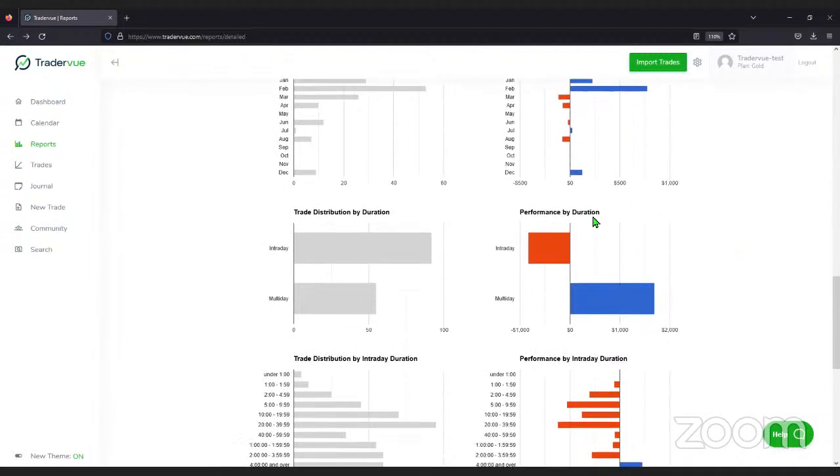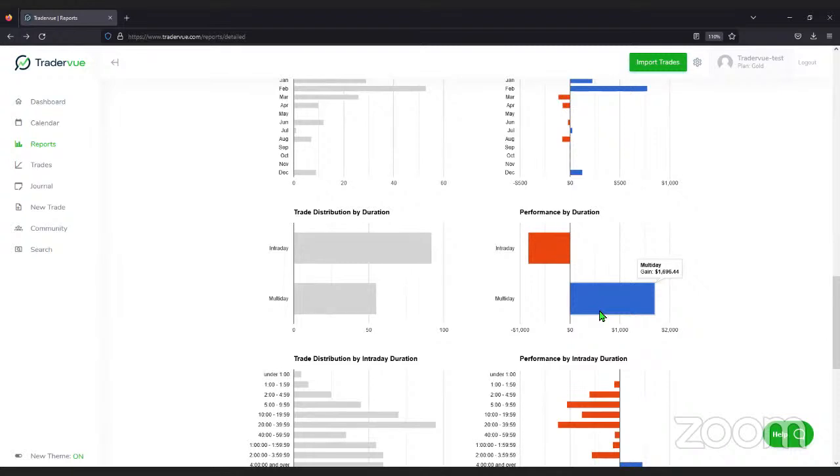You can see also performance by duration, something really interesting. This trader is actually not making much money doing intraday trading. He's making most of his money doing multi-day trading. So this trader should probably avoid intraday trades and do more multi-day trades.